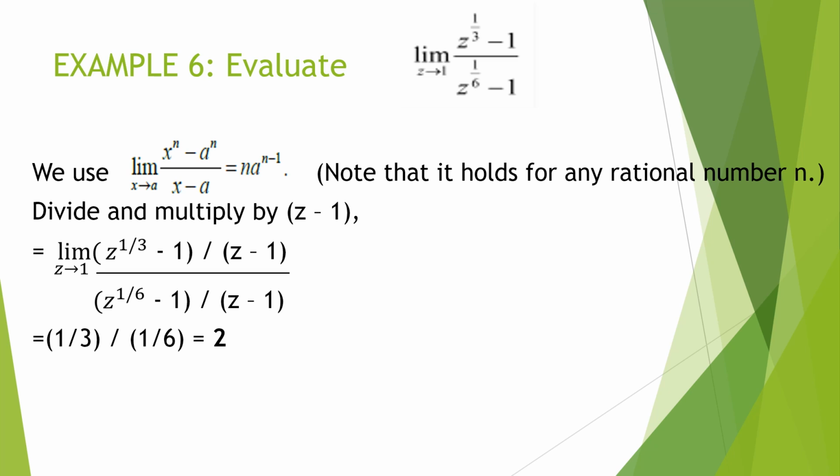So now use our result. In the numerator, your value of n is 1 by 3, so 1 by 3 into 1 raised to 1 by 3 minus 1. But 1 raised to anything is 1. So the numerator is 1 by 3. The denominator is 1 by 6.